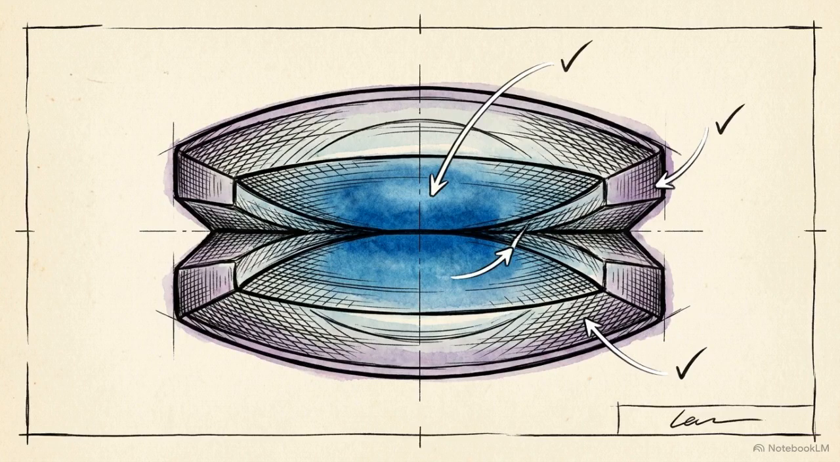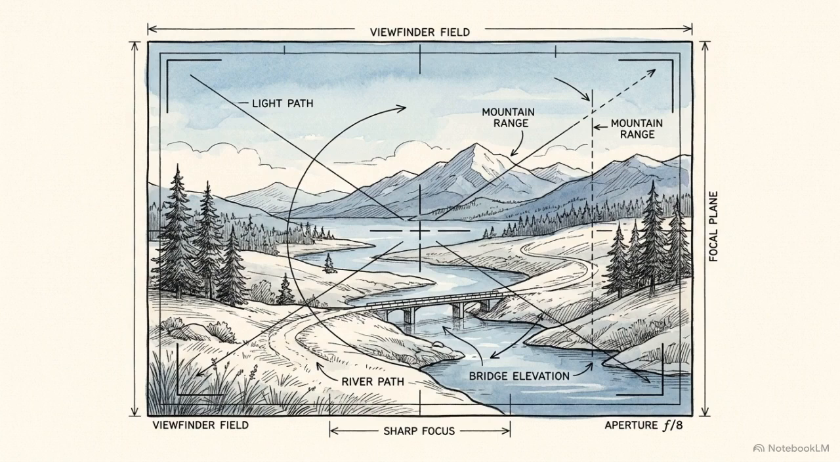By using our calculated +2 and -1 diopter stack with coated high refractive glass, we neutralize both the color fringing and the edge blur. Professional imaging results from balancing these mathematical focus points with the science of the glass itself.